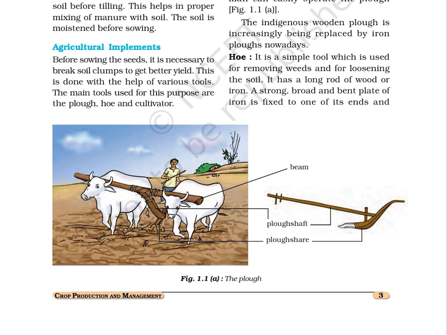Hoe. It is a simple tool which is used for removing weeds and for loosening the soil. It has a long rod of wood or iron. A strong, broad and bent plate of iron is fixed to one of its ends and works like a blade. It is pulled by animals.